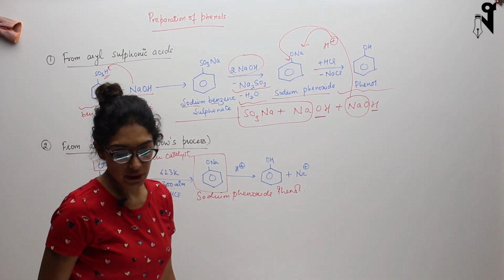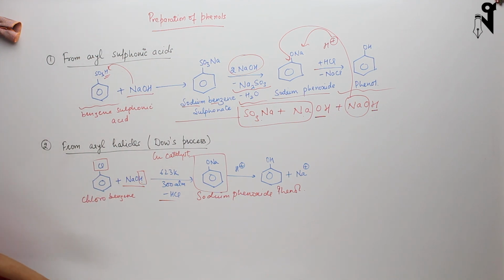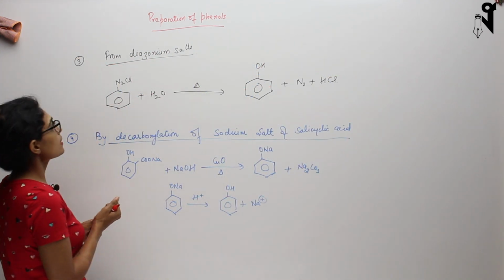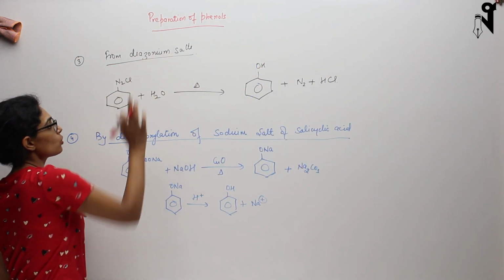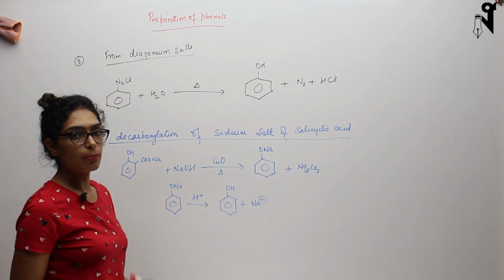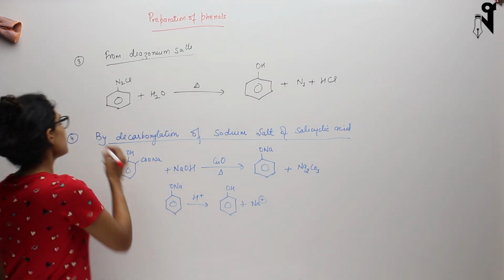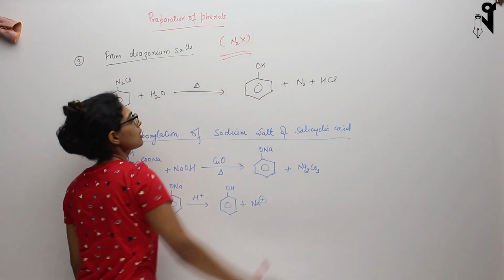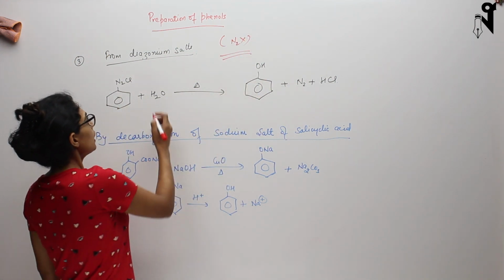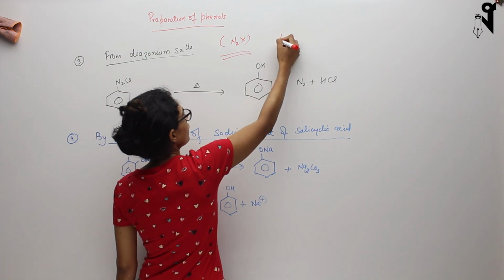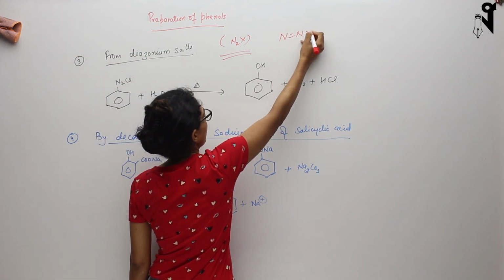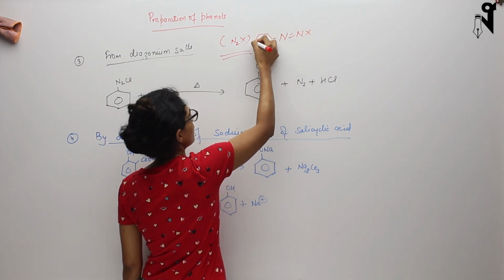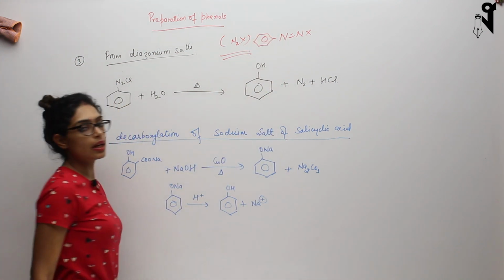Now come to the next method of preparation, and that is from diazonium salts. All of us know what is diazonium salt. Benzene with N2X group is called a diazonium salt. Where it has a diazonium linkage, we have N double bond N X, and with this link it is attached to the benzene ring. So this is our diazonium compound.